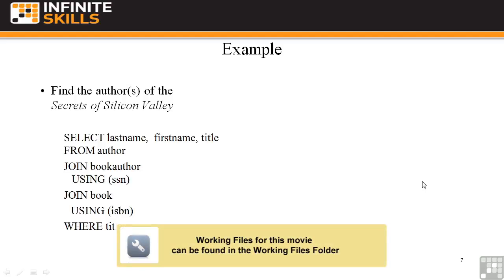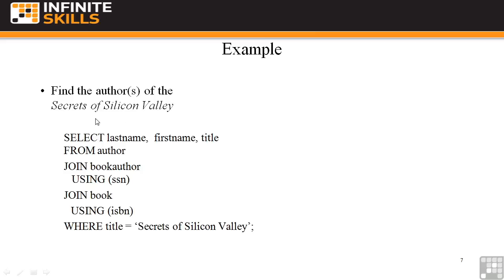This continues our presentation on joining tables. Now, where we left off is with this example. It asks to find the authors of the book Secrets of Silicon Valley. Now, you may recall that there's an author table and a book table and a table in between them to glue everything together, because we've got to go through 3 tables to get an answer to this.